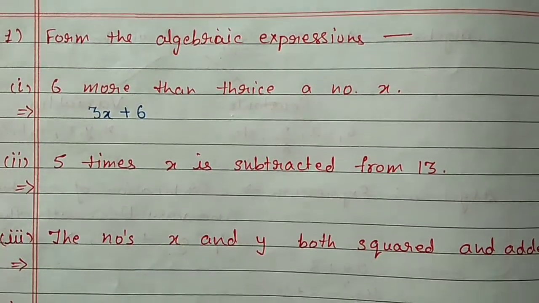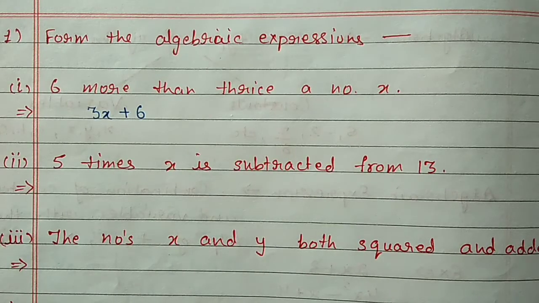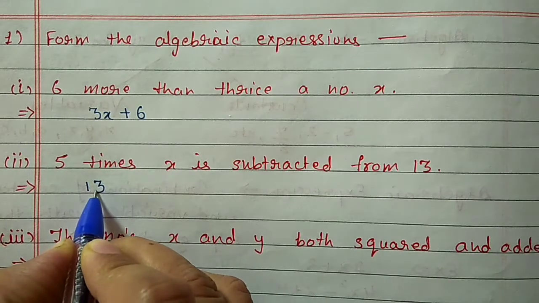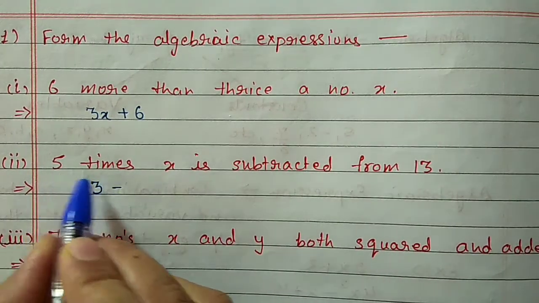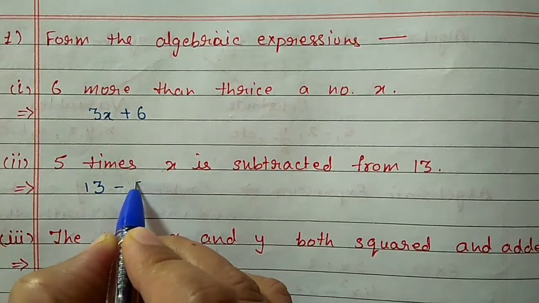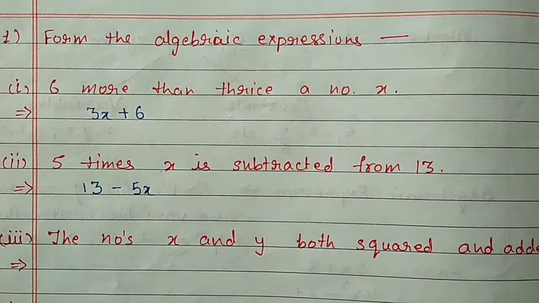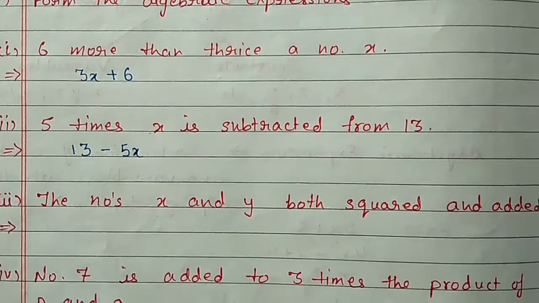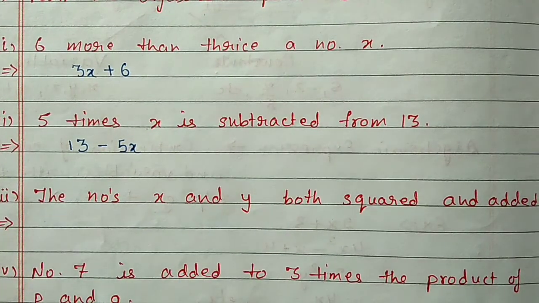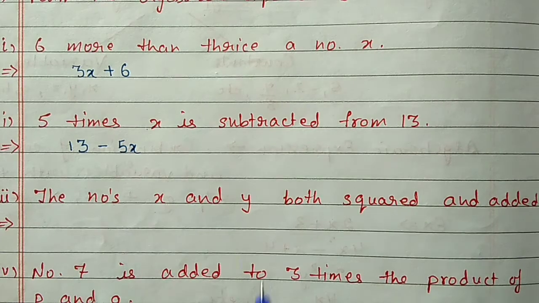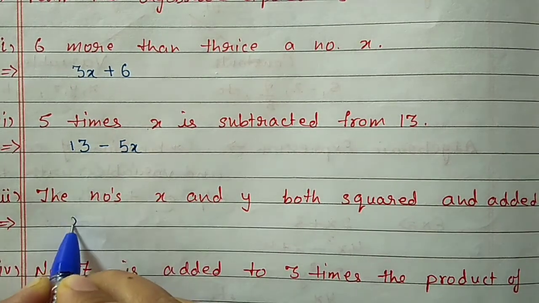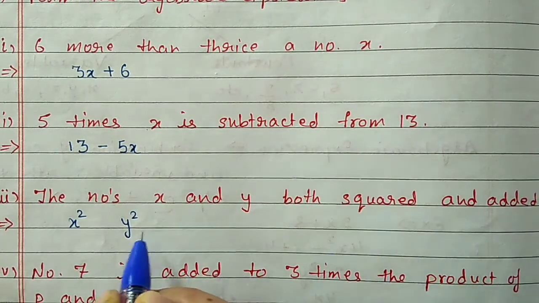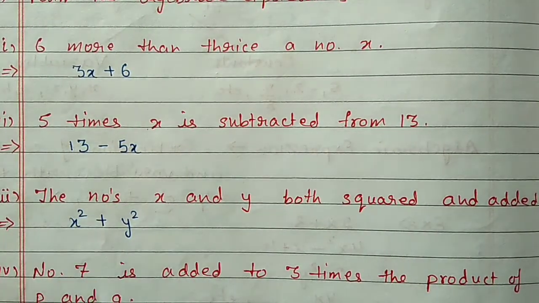Second is given: 5 times x is subtracted from 13. From 13 means 13 will come at the first place. We have to subtract 5 times x. 5 times x means 5x. Times means we have to multiply. Third one, the numbers x and y both squared and added. Both numbers we have to square, means x square and y square, and then we have to add these numbers, so the plus symbol will come.